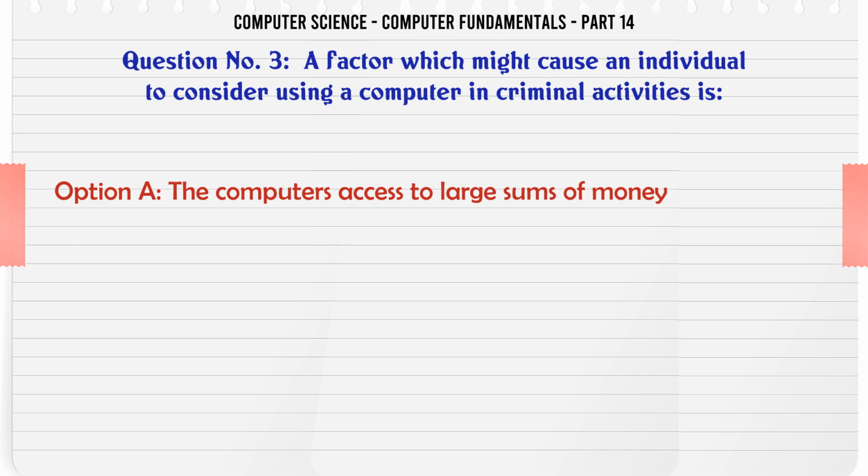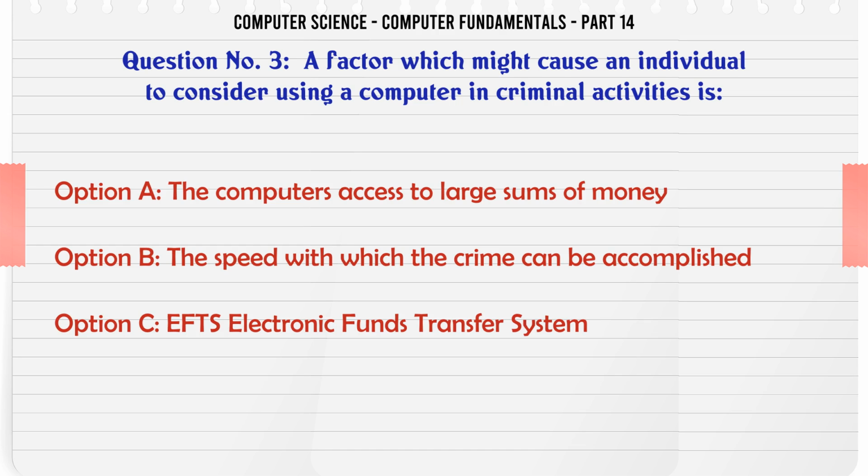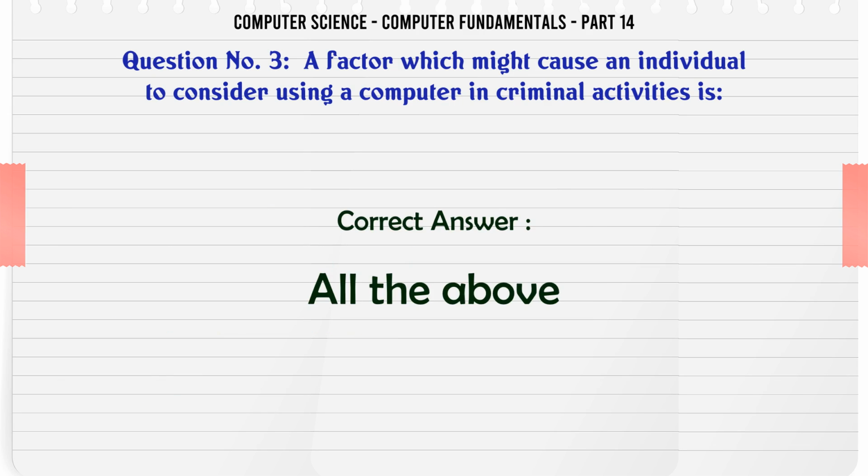A factor which might cause an individual to consider using a computer in criminal activities is A. other computers' access to large sums of money, B. the speed with which the crime can be accomplished, C. EFT's electronic funds transfer system, D. all the above. The correct answer is all the above.